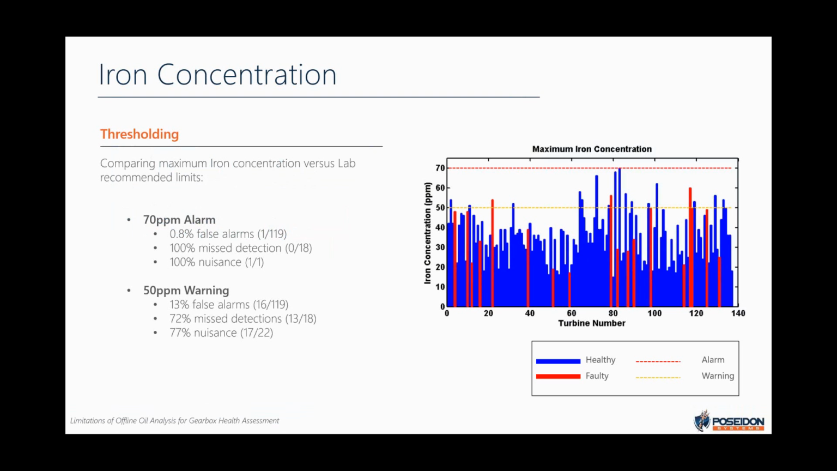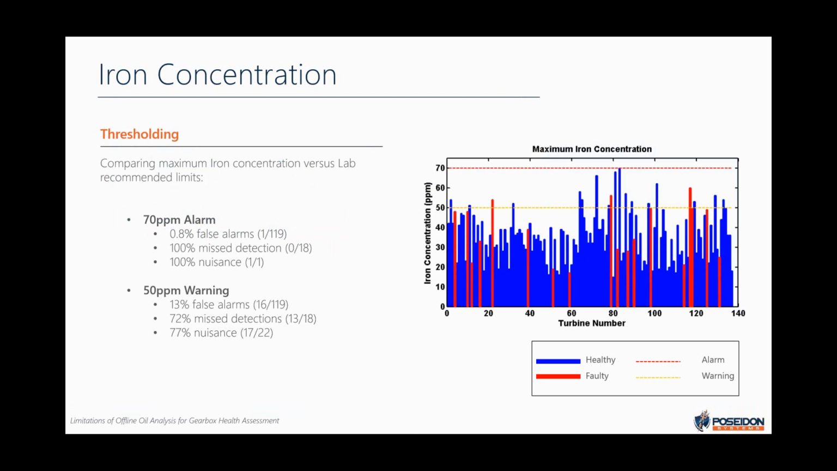The chart on the right shows a vertical bar for each of the 137 wind turbines. The ones that are red indicate a failed turbine, and the ones in blue indicate a healthy turbine. Each bar is the highest reported iron concentration for that particular turbine. At the warning level of 50 ppm, there are a total of 16 false alarms, 13 missed detections, and 17 out of 22 detections were actually healthy.